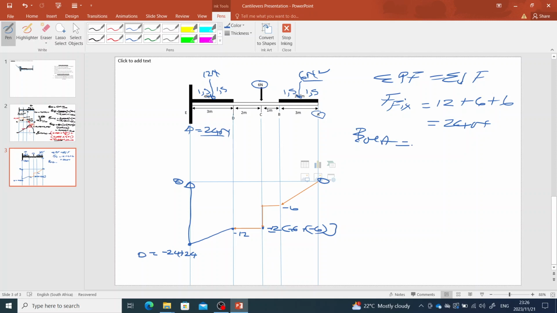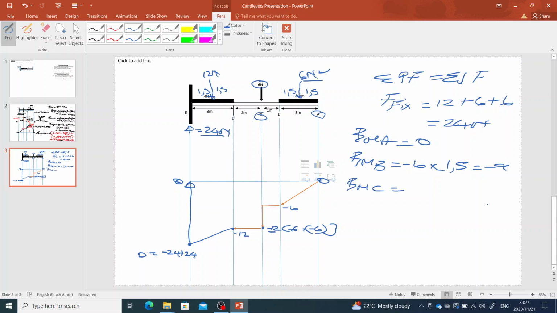Then in calculating the bending moment, you will start at A. Bending moment at A, it is 0. Bending moment at B, you work towards the fixed point. Bending moment at B, it will be -6 multiplied by 1.5. Then you get your bending moment there. 6 times 1.5 equals to 9. Equals to -9.